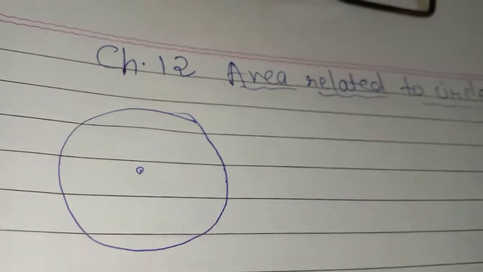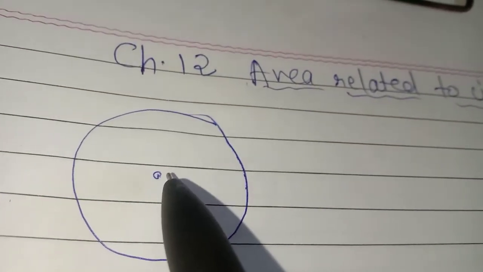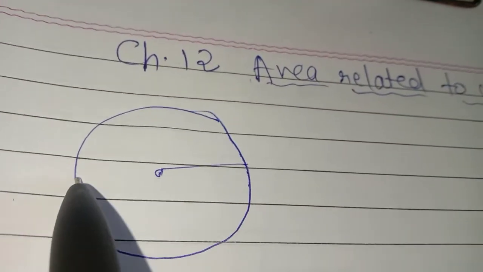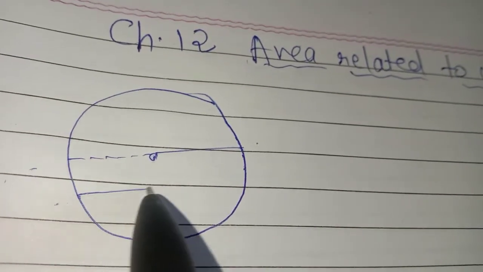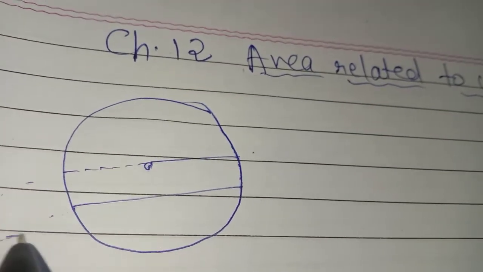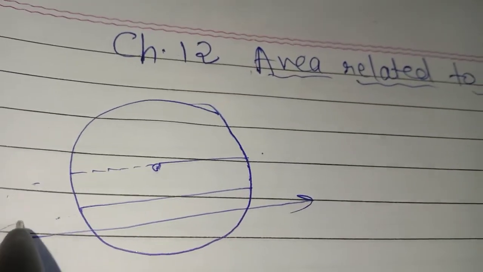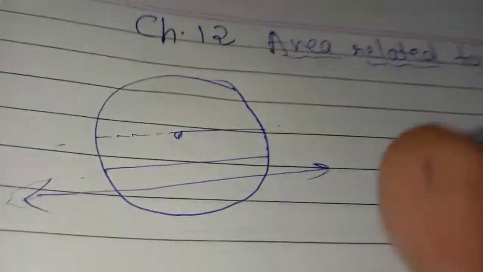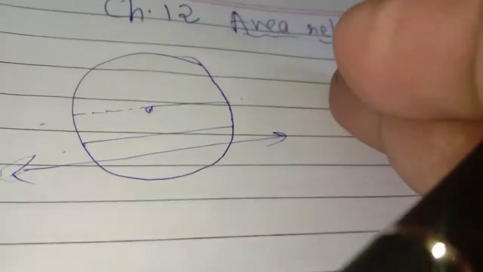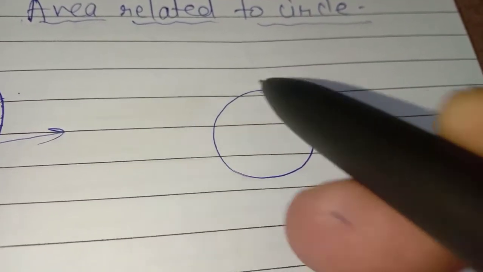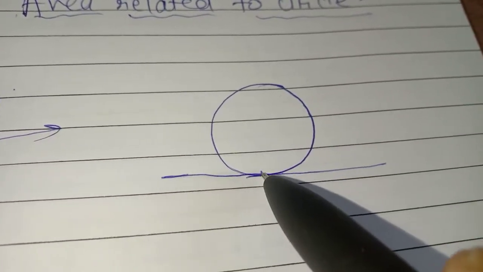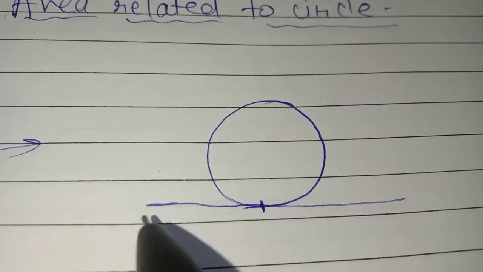Later on, we came to the parts of the circle, that is radius, then diameter. Diameter is the longest chord of the circle. Then we came to the chord, then the secant, the extended part of the chord. And the new introduction was the tangent to the circle, and that concept will be helpful in construction that we'll do later on.